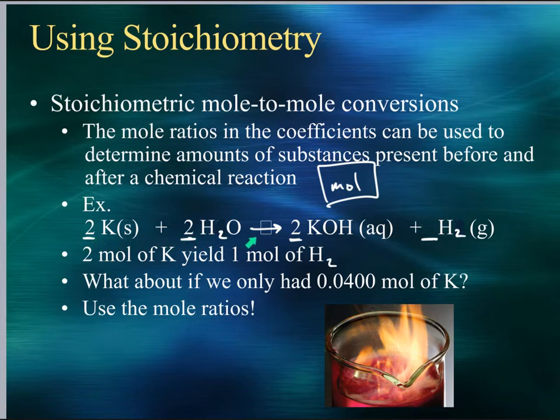So we're using an example here. 2 moles of potassium plus 2 moles of water gives 2 potassium hydroxide plus 1 mole of hydrogen gas. So for every 2 moles of potassium, we yield 1 mole of hydrogen gas. But what if we only had, like, 0.0400 moles of potassium? Maybe you can do this math in your head, but what if the numbers aren't as straightforward as 2 and 1? Then we're going to use mole ratios and stoichiometry to figure out what that number actually is.